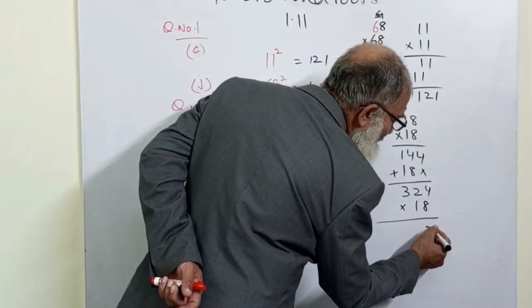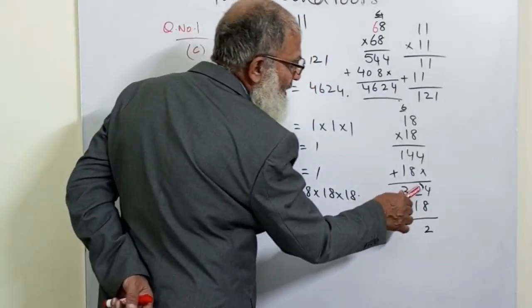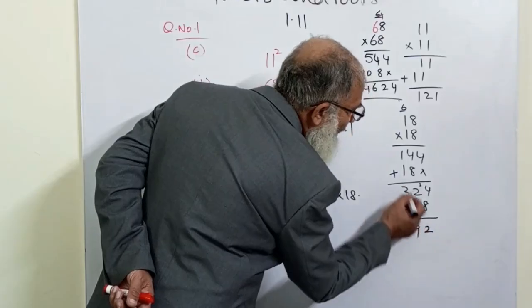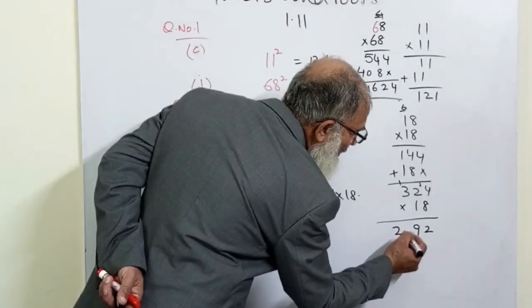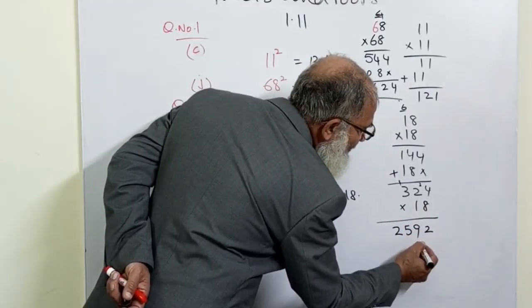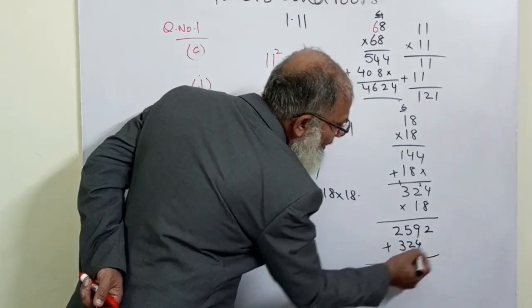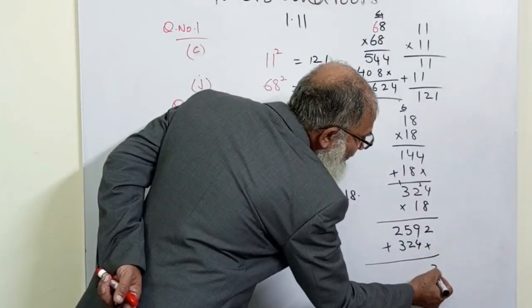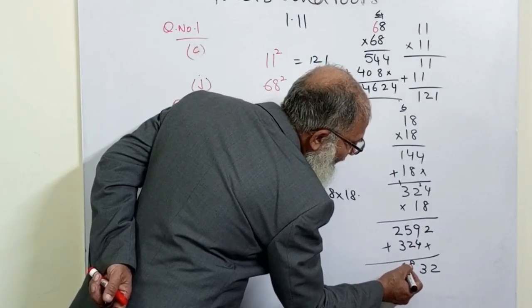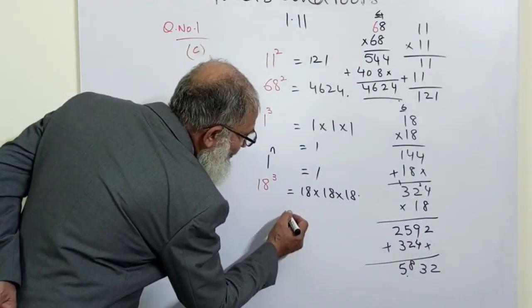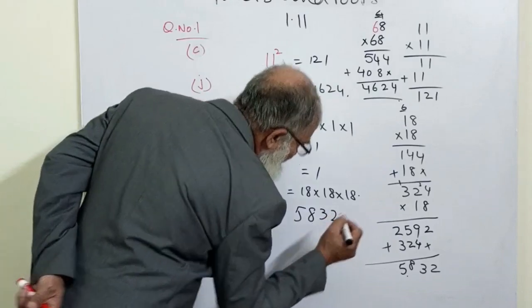8 times 4 is 32. 3 comes over here. 8 times 2 is 16, 17, 18 and 19. 1 comes out of here. And 8 times 3 is 24 and 25. And the rest is 4 2 3, and again add it. Put a cross over here. So the answer is 5832.